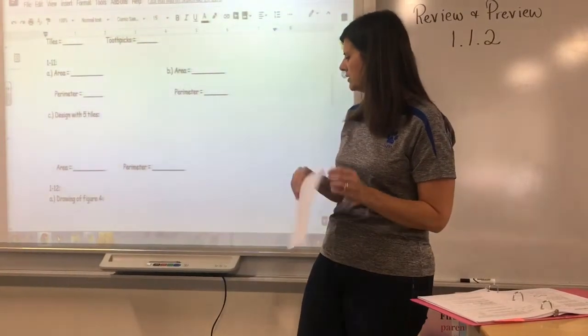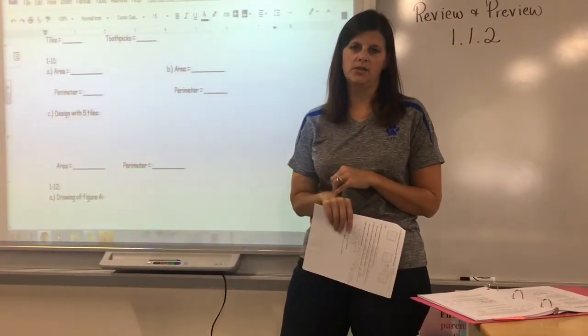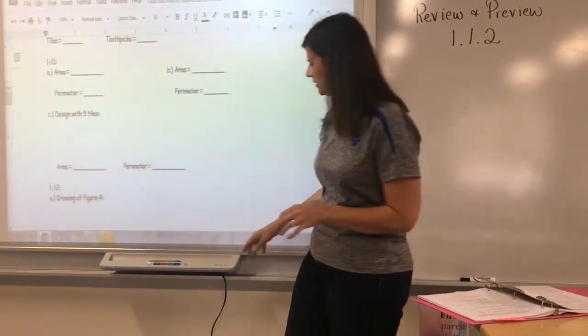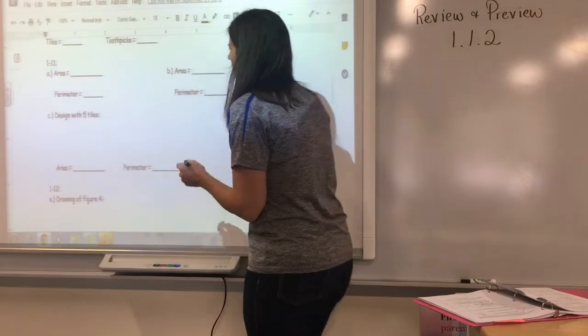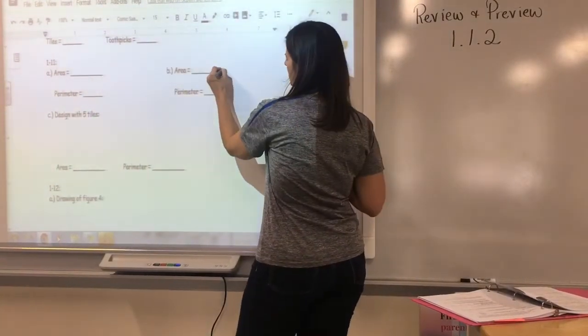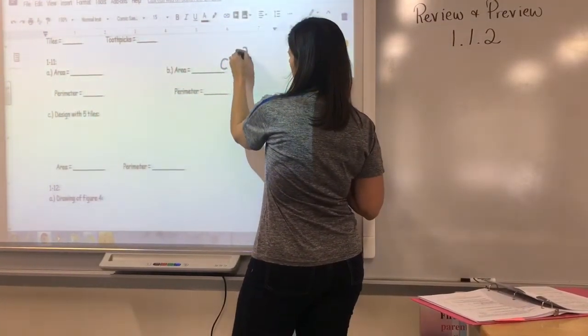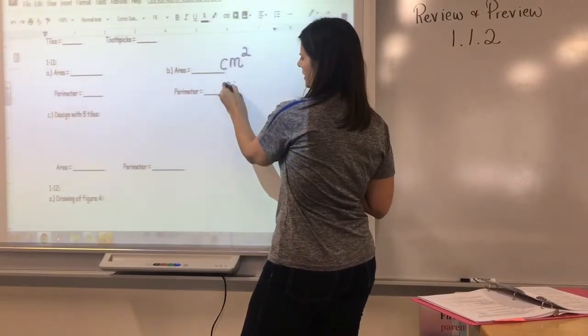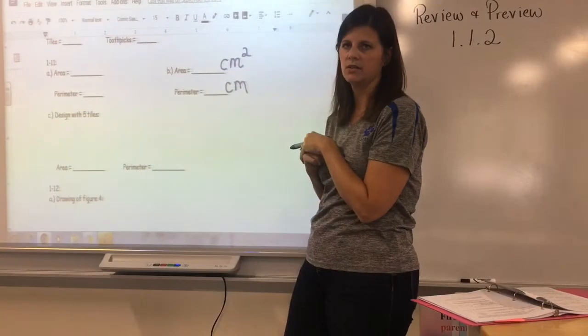The other important thing is going to be remembering to include labels in your answers. In both A and B, we're working with centimeters. So for area, since it's a square unit, I would have to make sure I label square centimeters. And for perimeter, I would have to make sure that I label with just centimeters.